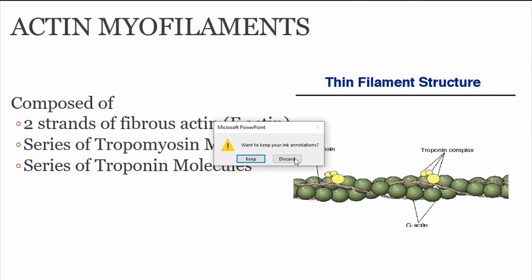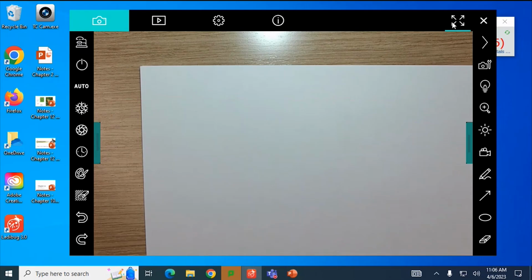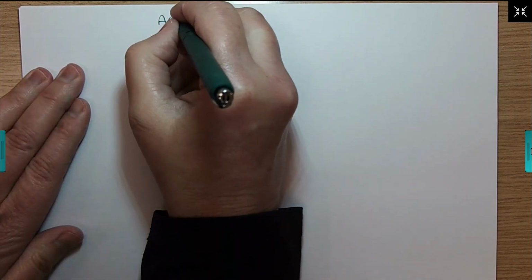So here we're going to kind of stop the PowerPoint, and if I can get that button to click there, there we go. And we're going to do a little drawing. We're going to use about 4 pieces of paper. I'm going to use about 4 pieces of paper today. You may want to use more than that. I'm just going to use 4. So we're first going to take a look at the actin, then we're going to take a look at the myosin. So this one is the actin.